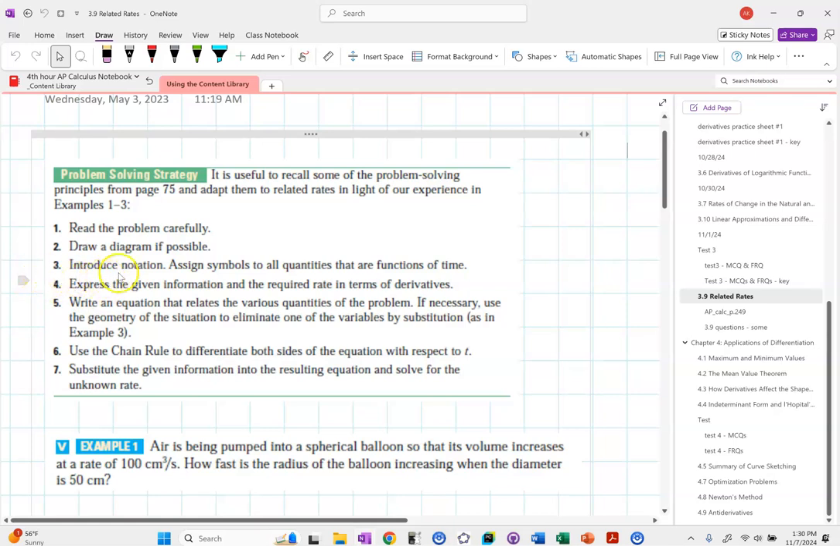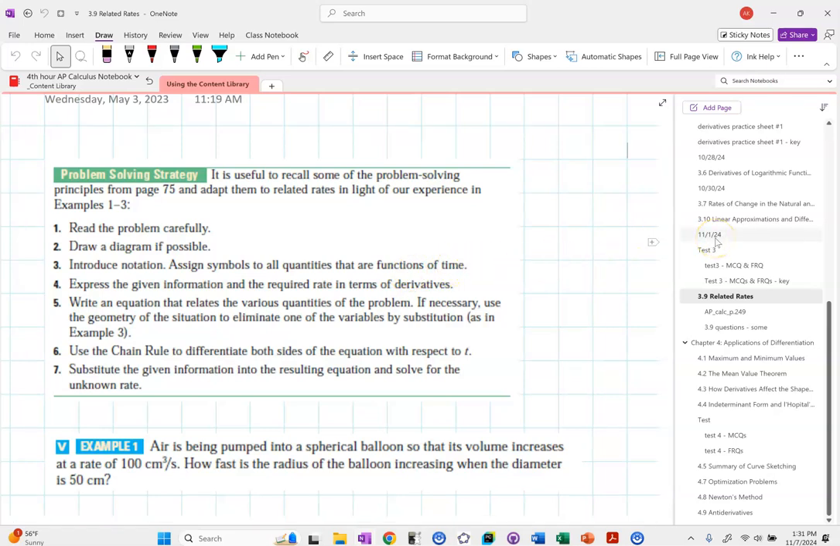Step 3 is introduce notation. Assign symbols to all quantities that are functions of time. Along that road, I would say you want to identify things that are constants versus variables. Why is that going to be important? Because the way you take the derivative of a constant is very different than what you do with the derivative of a variable, right? Okay.